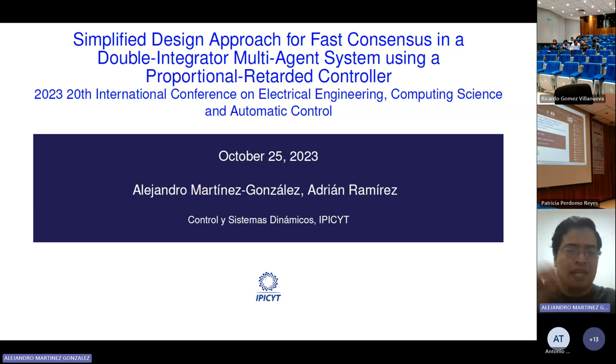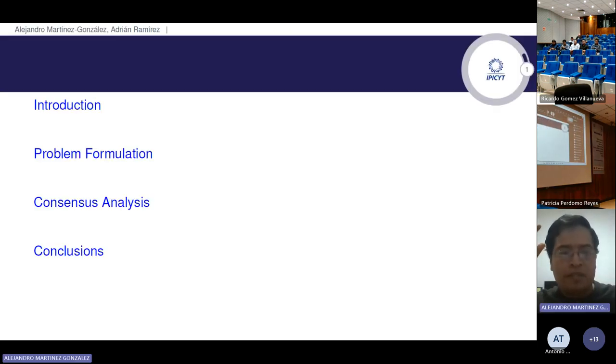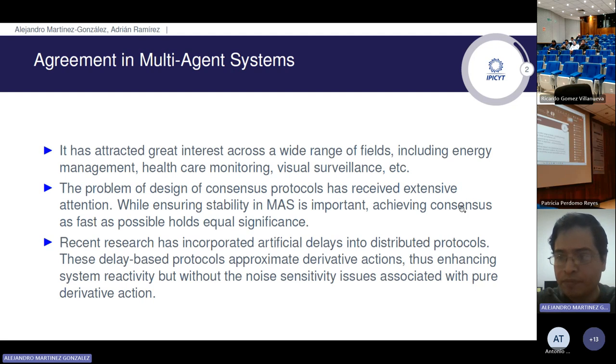Hello, everyone. This is Alejandro Martinez Gonzalez presenting Simplified Design Approach for Fast Consensus in a Double Integrator Multi-Agent System Using a Proportional Retarded Controller, by myself and Adrián Ramírez from the Division of Control y Sistemas Dinámicos. So the presentation starts with a small introduction, then we give the problem formulation, the main results about consensus analysis, and finally some conclusions. So let me start with the introduction.